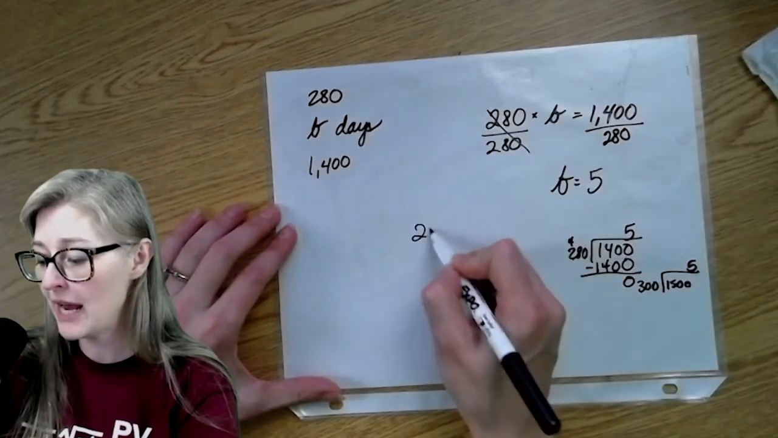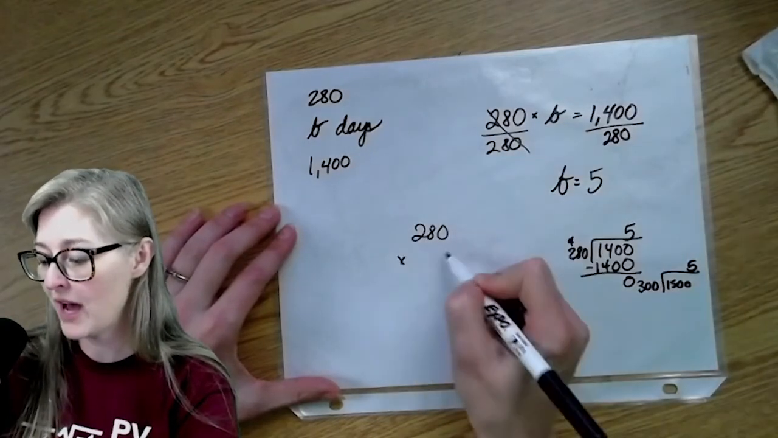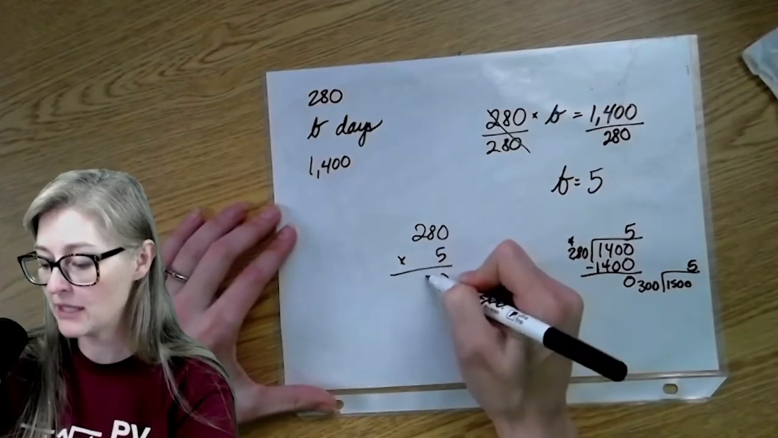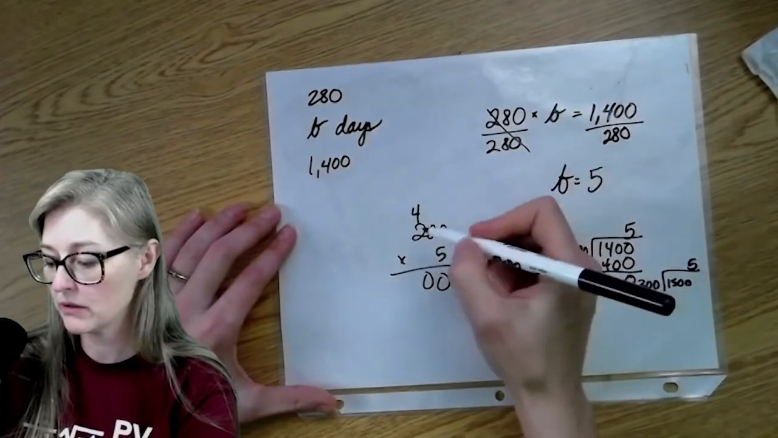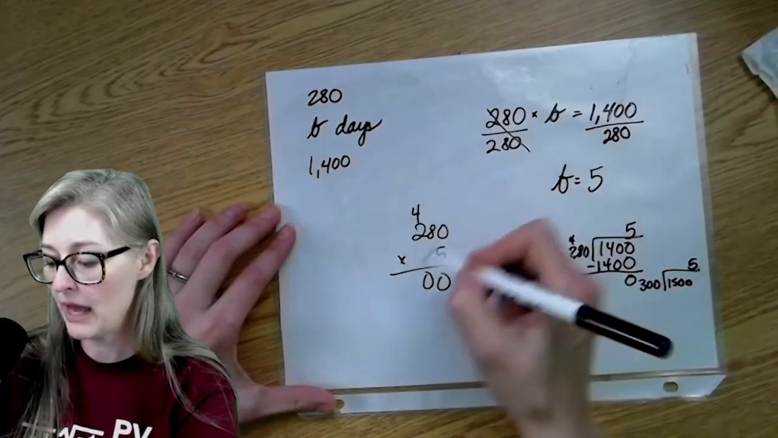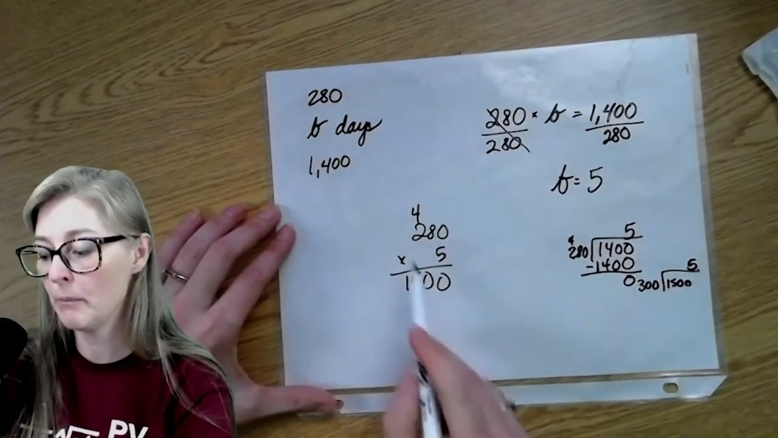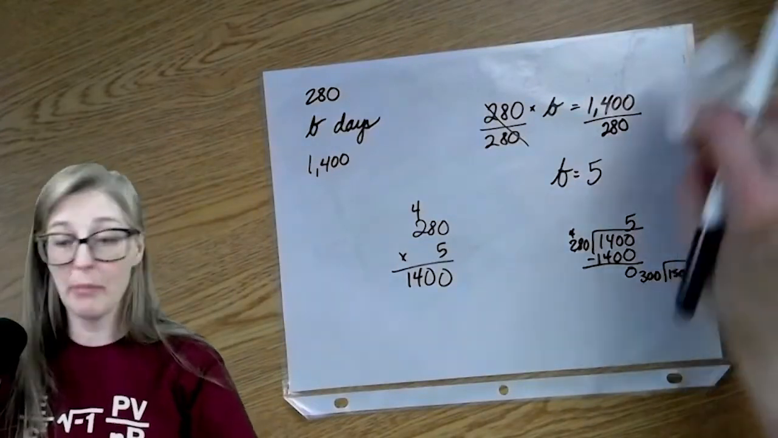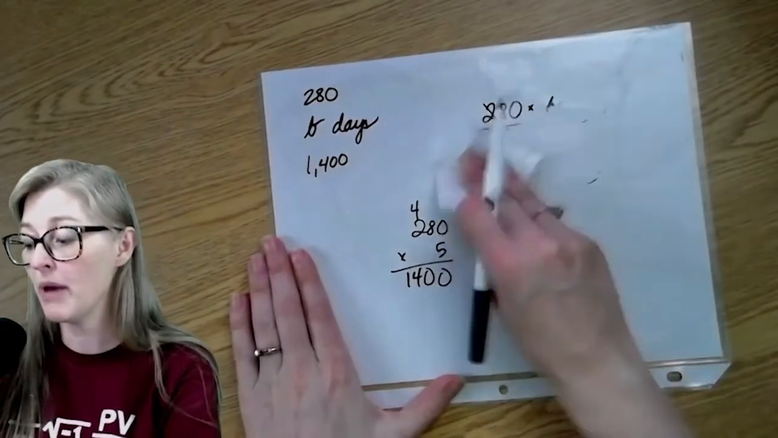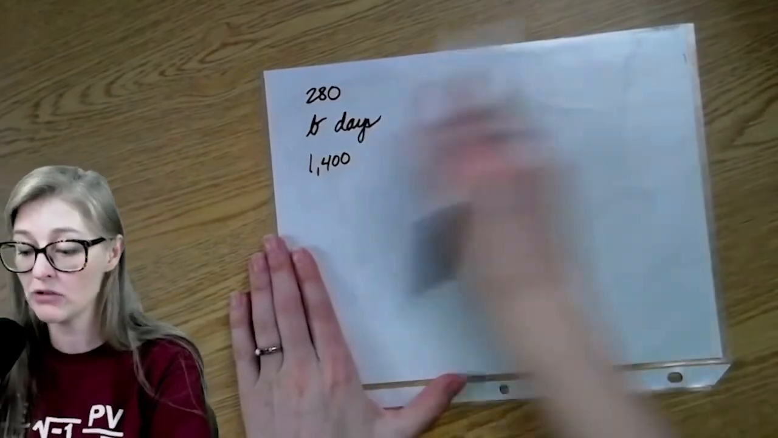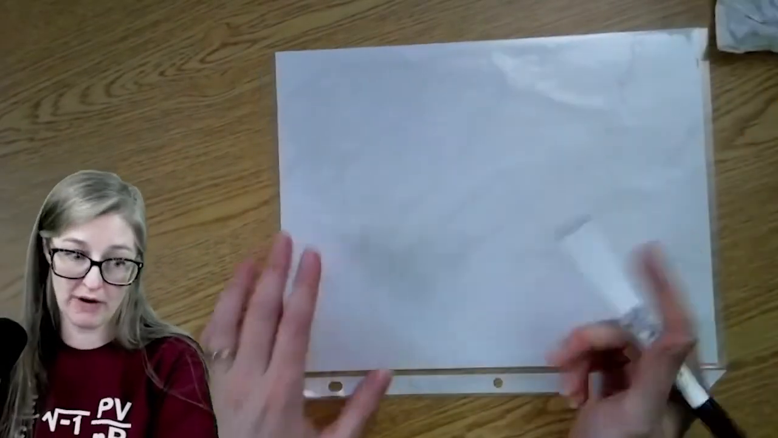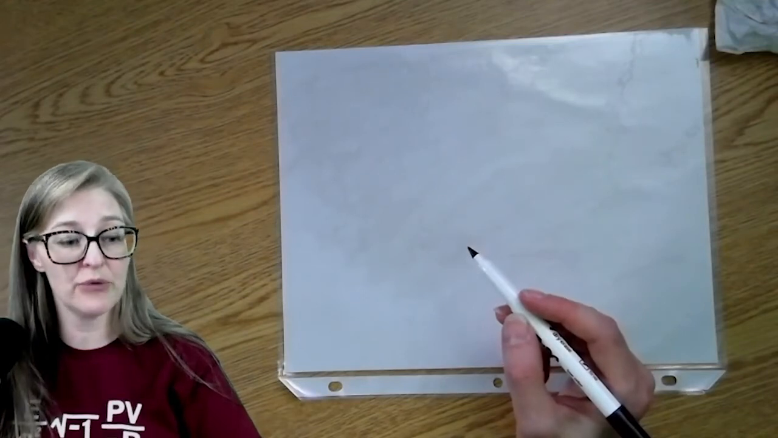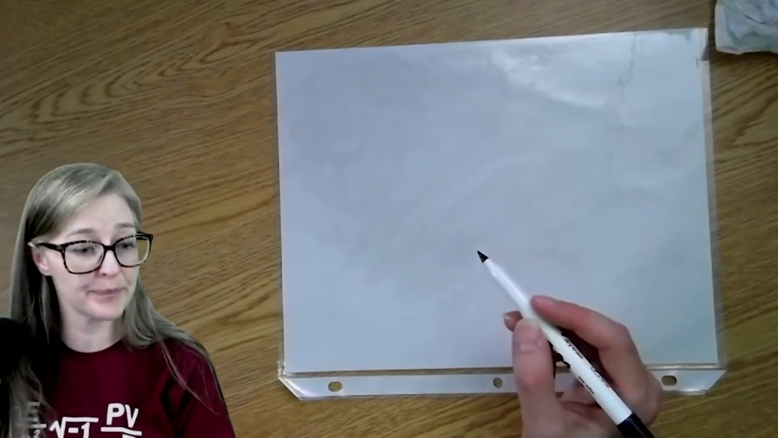So 280 times 5. 5 times 0 is 0. 5 times 8 is 40. Carry, and I get 1,400. Boom. They totally work. So back to my word problem, I would simply enter the answer, check my work, make sure I did everything correctly. So now we're going to do the very last problem before you start doing ones on your own.